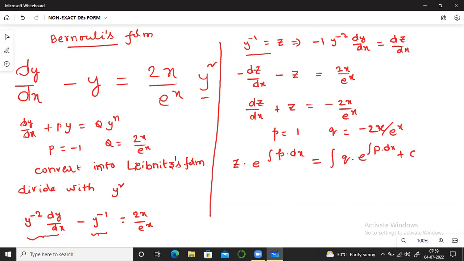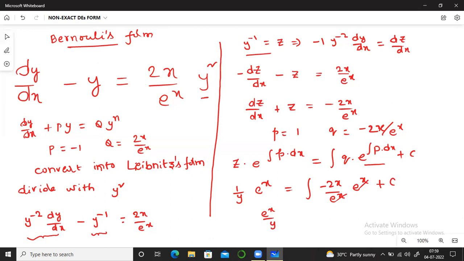So z means what? Z means y to the power minus 1, it means 1 over y. E power integration of p into dx, e power integration of 1 into dx, it means e power x only, is equal to integration of q. What is the q? Minus 2x by e to the power x. What is the e power integration of p dx? E to the power x plus constant. E power x will be cancelled each other. So e to the power x over y.